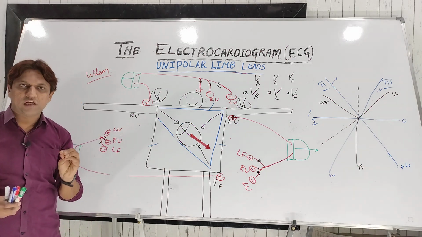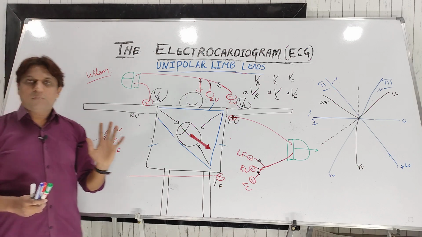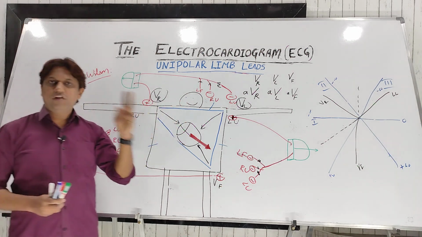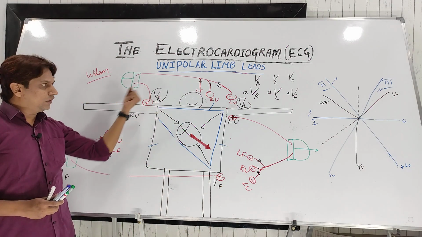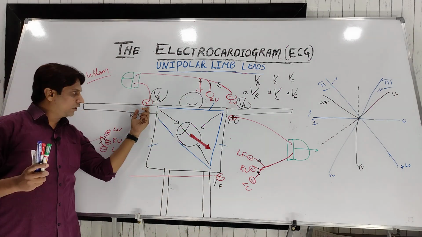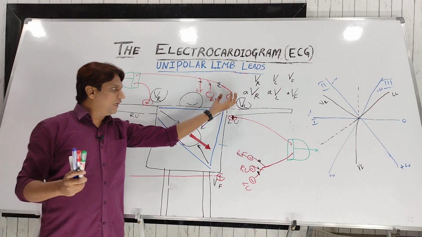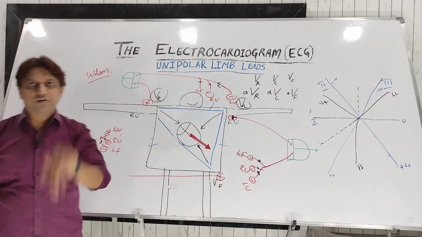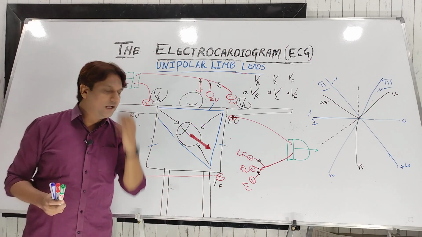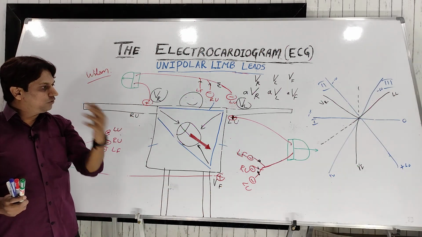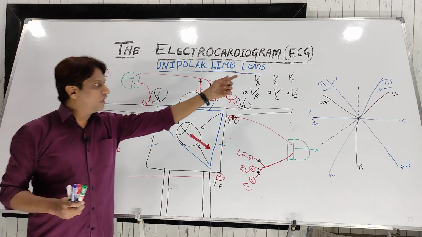What do you mean by unipolar limb leads and what do you mean by bipolar limb leads? Unipolar limb leads are 3: VR, VL and VF. How are they created? There is one active or exploring electrode, the positive electrode, and the negative electrode is made indifferent or zero by connecting it to all these sides with a resistance. So these are the unipolar limb leads VR, VL, VF.